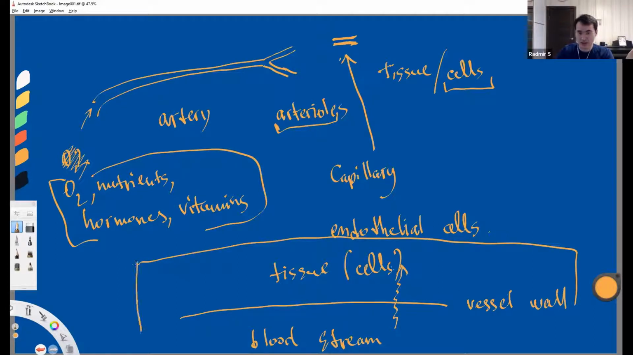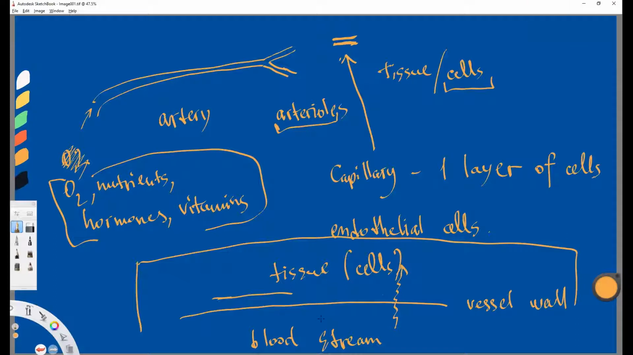And to diffuse it efficiently, we need to get rid of all other barriers like muscle cells, etc. That's why our capillaries have only one layer of cells in their wall, okay? So arteries and veins only carry the blood, but capillaries provide all these nutrients and oxygen, right?